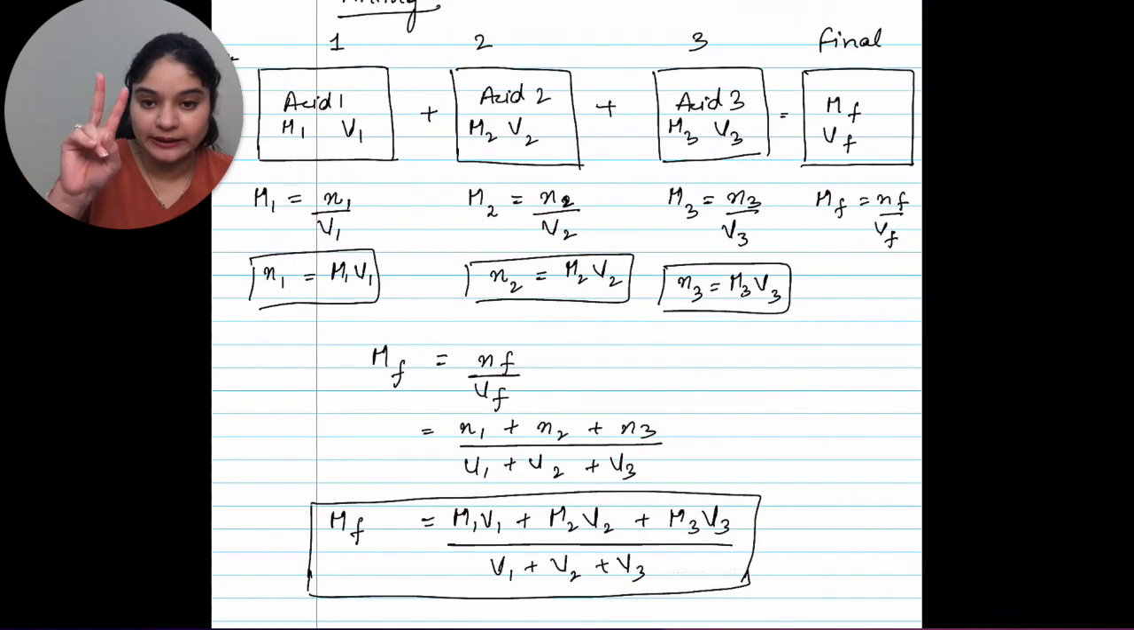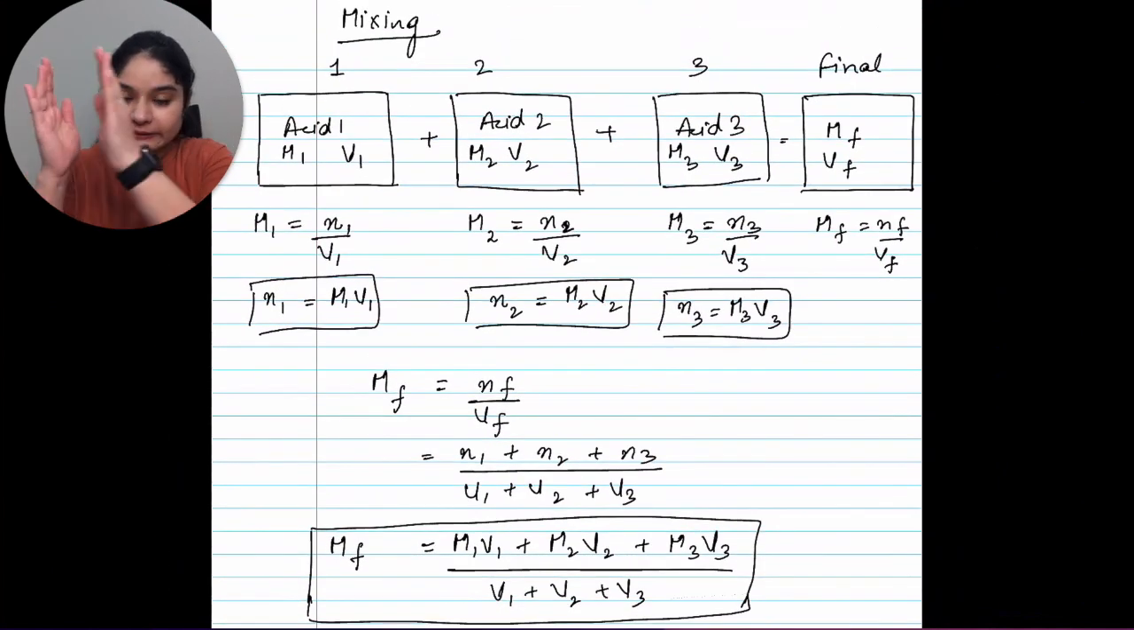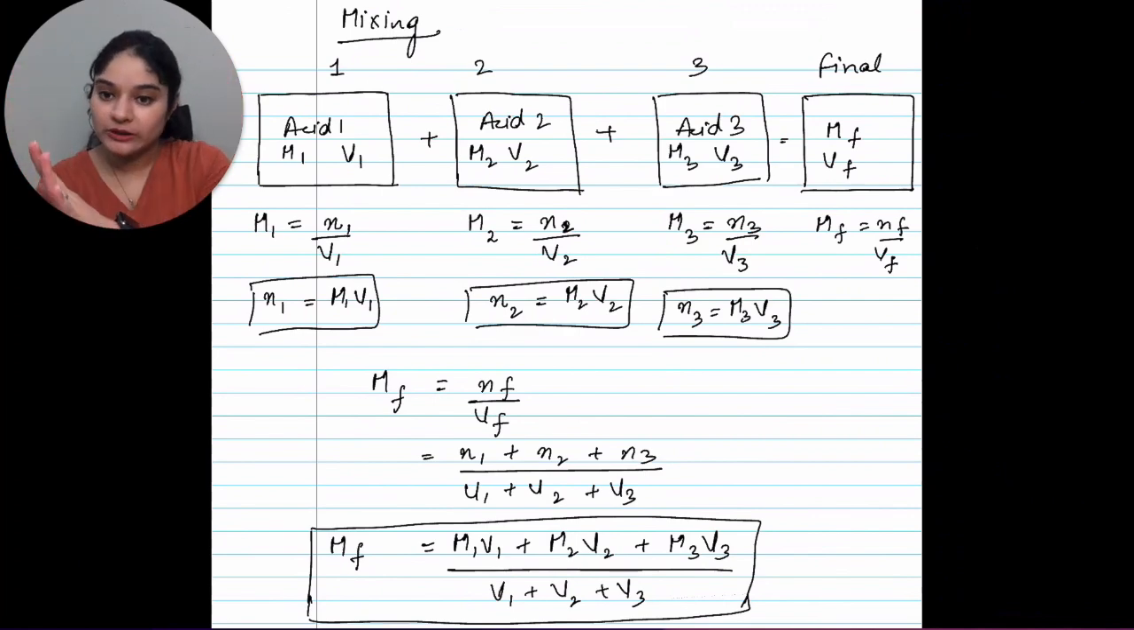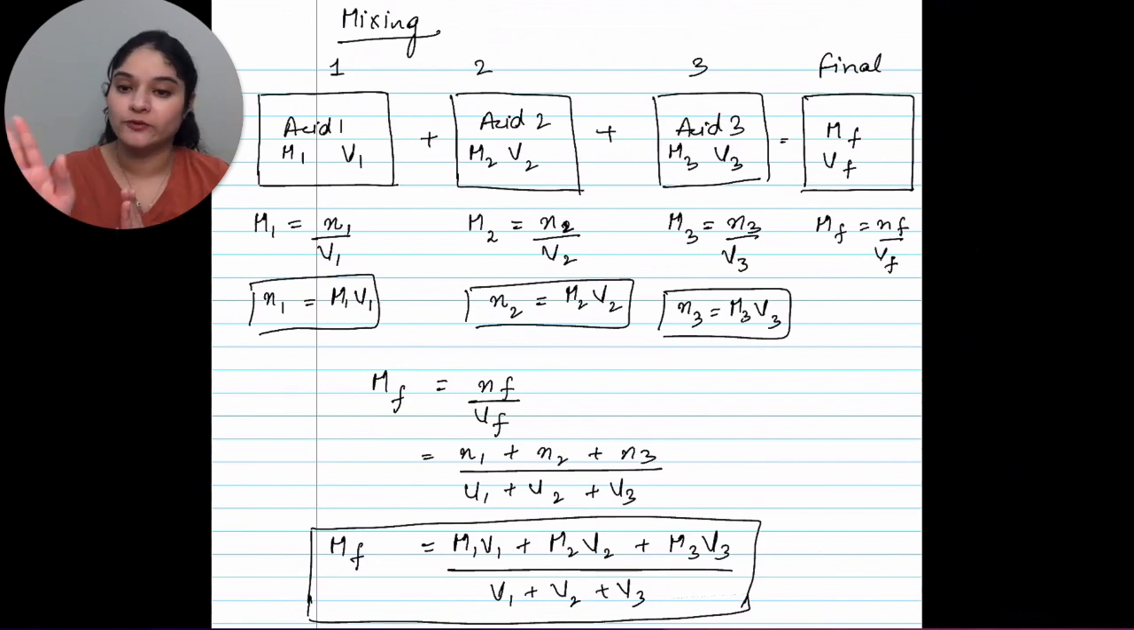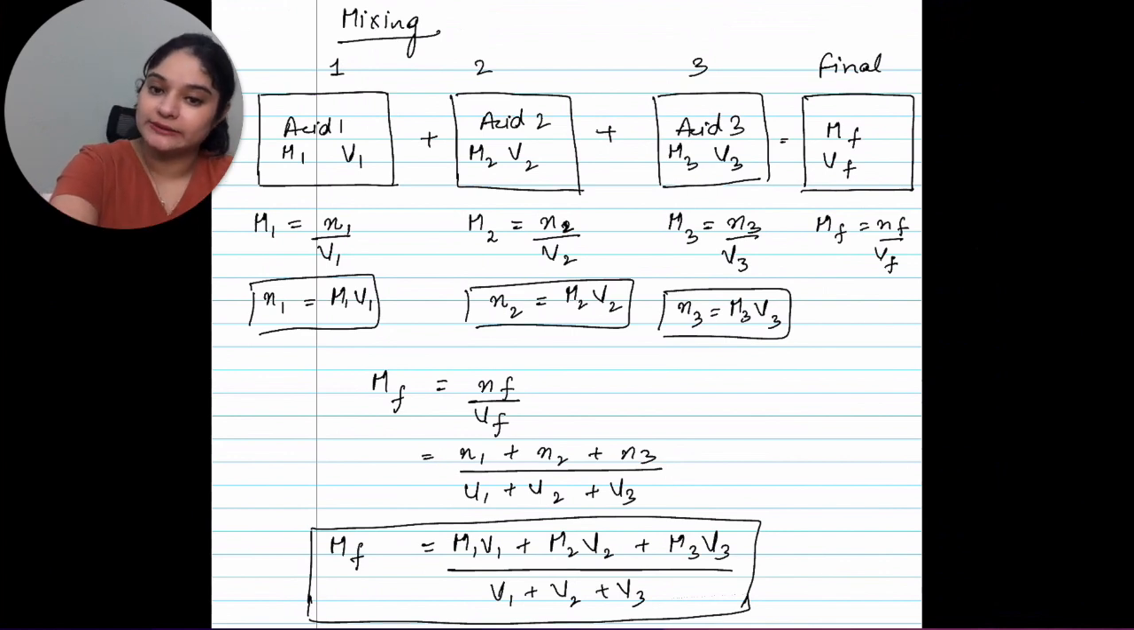So let's quickly take a recap of it. I have acid 1, acid 2, acid 3. I mix all of them together. My first acid has the molarity of M1, volume of V1. Acid 2 has M2 V2. Acid 3 has M3 V3. And I have M final. So what will be the number of moles for my first acid? N1 will be equal to molarity times the volume that we have. That is correct. And we do the same thing for acid 2 and for acid 3.